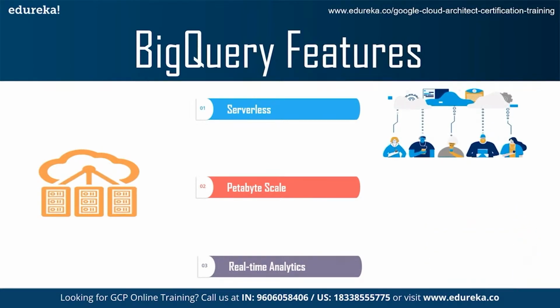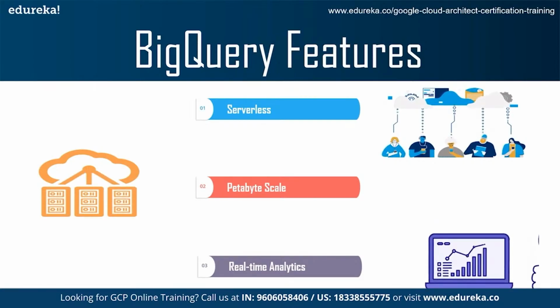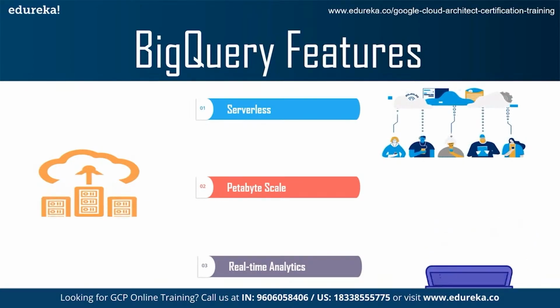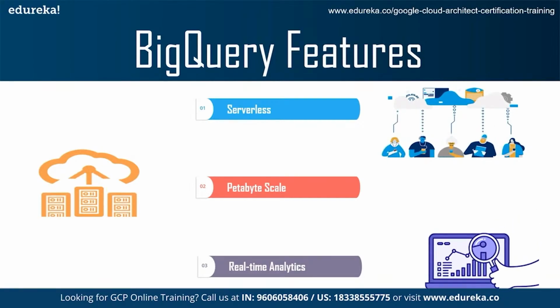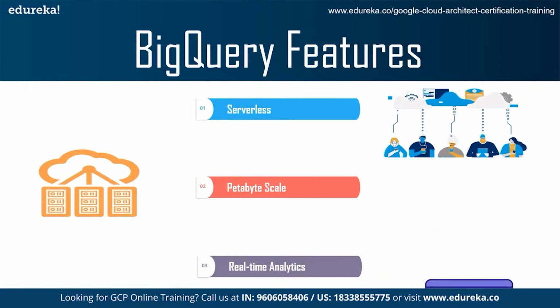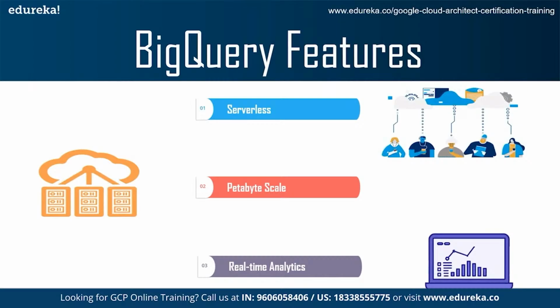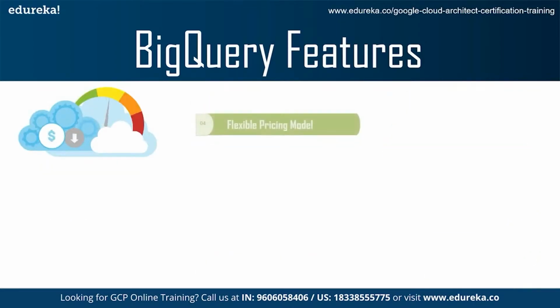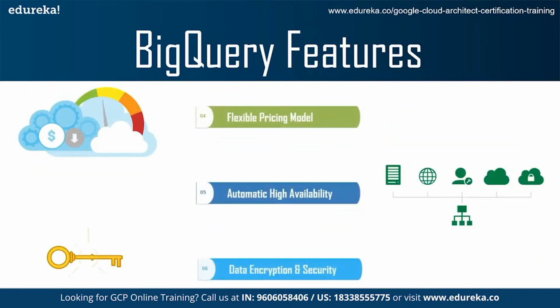Third is real-time analytics. So BigQuery's high-speed streaming ingestion API provides a powerful foundation for real-time analytics. BigQuery allows you to analyze what's happening now by making your latest business data immediately available for analysis. Fourth is flexible pricing models. So BigQuery enables you to choose the pricing model that best suits you. On-demand pricing lets you pay only for the storage and computation that you use. Flat rate pricing enables high volume users or enterprises to choose a stable monthly cost for analysis.